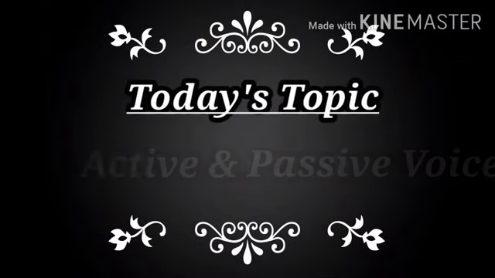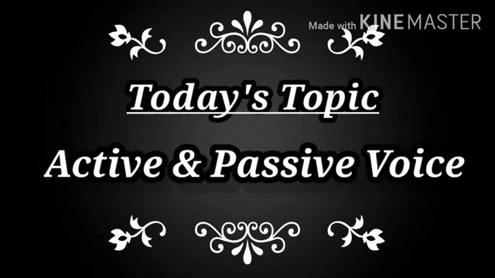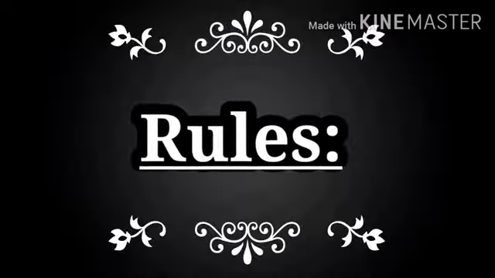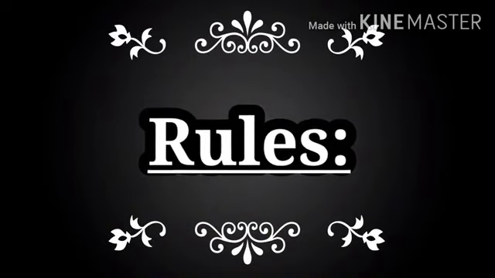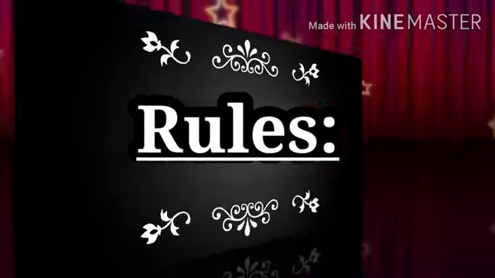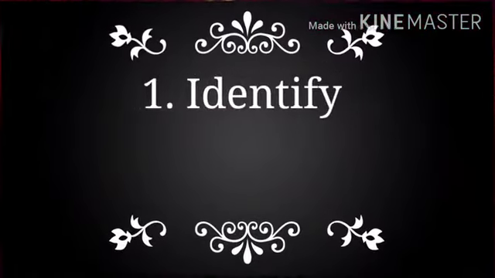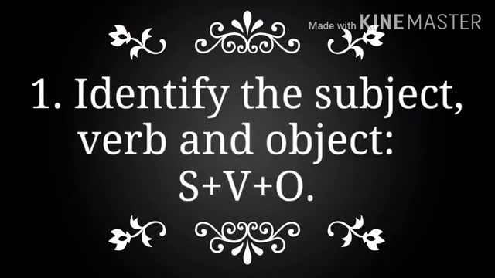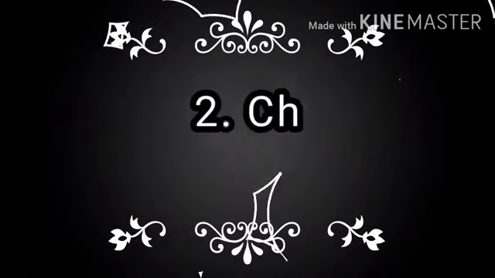Today I am going to discuss how to change active voice into passive voice. So here are some rules which we have to follow while changing active voice into passive voice. Number 1. Identify the subject, verb and object in the sentence. Here is the short form of subject S, verb V and object O.